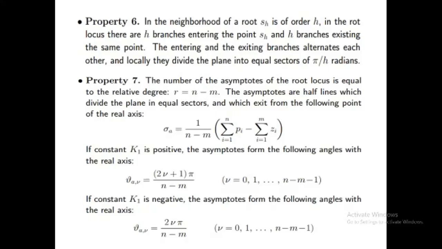If we consider the constant K1 as positive, the asymptote forms the following angle with the real axis: omega Av equals (2v plus 1) pi upon n minus m, where v runs from 0 to n minus m minus 1. And if the constant K1 is negative, then the asymptotes form the following angle with the real axis: 2v pi upon n minus m, where v equals 0, 1, 2 up to n minus m minus 1.